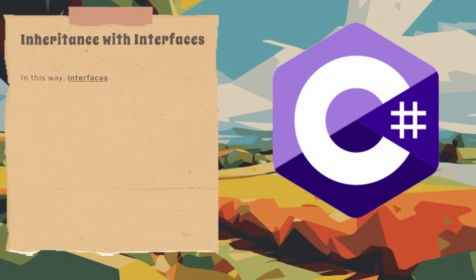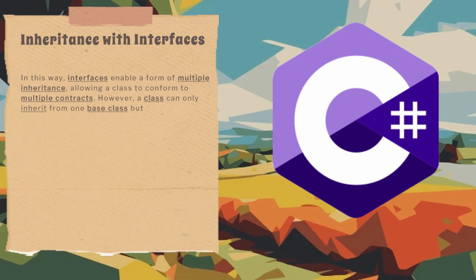In this way, interfaces enable a form of multiple inheritance, allowing a class to conform to multiple contracts. However, a class can only inherit from one base class but can implement any number of interfaces.